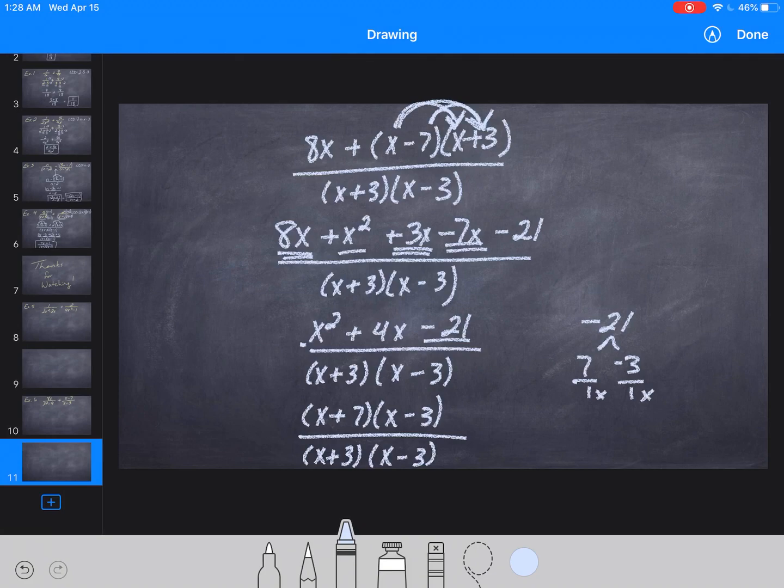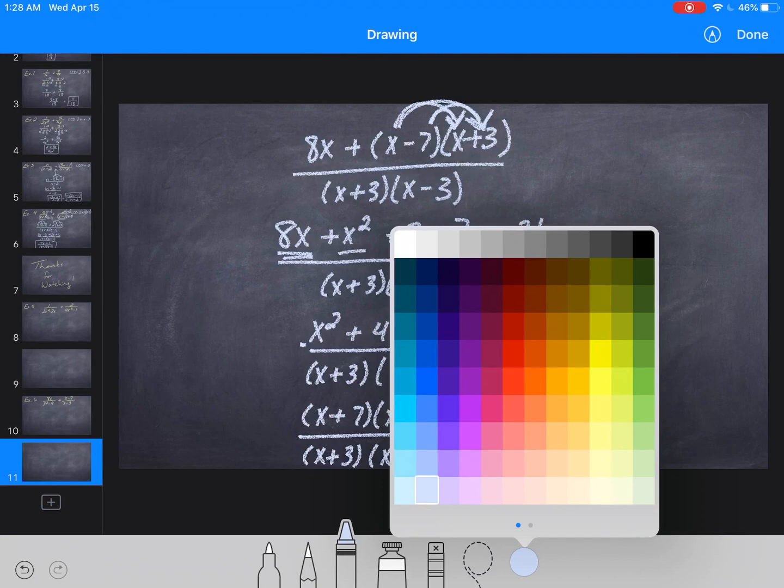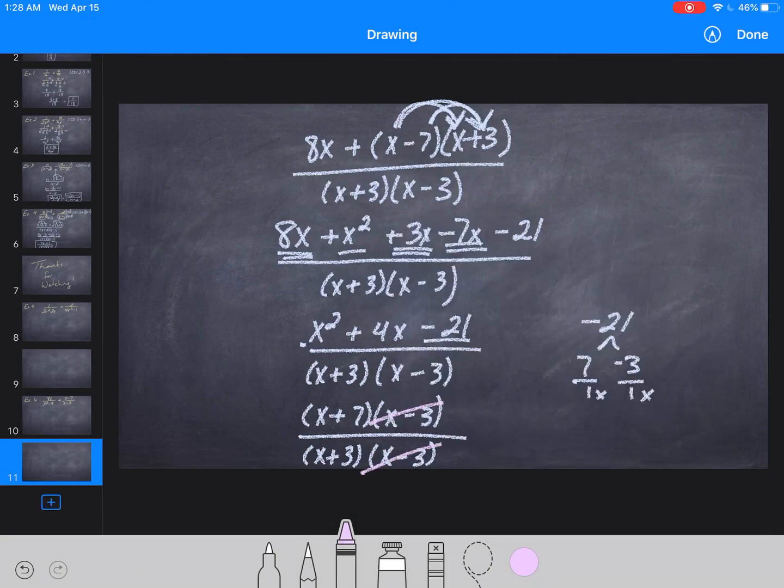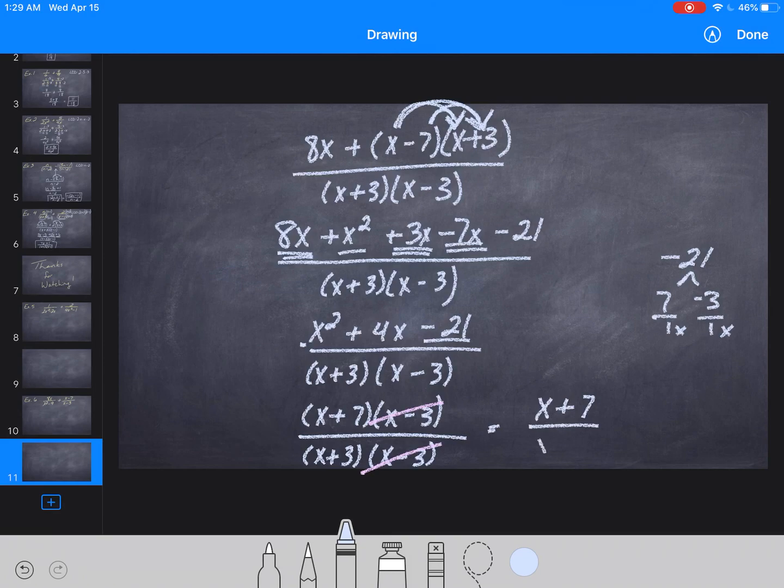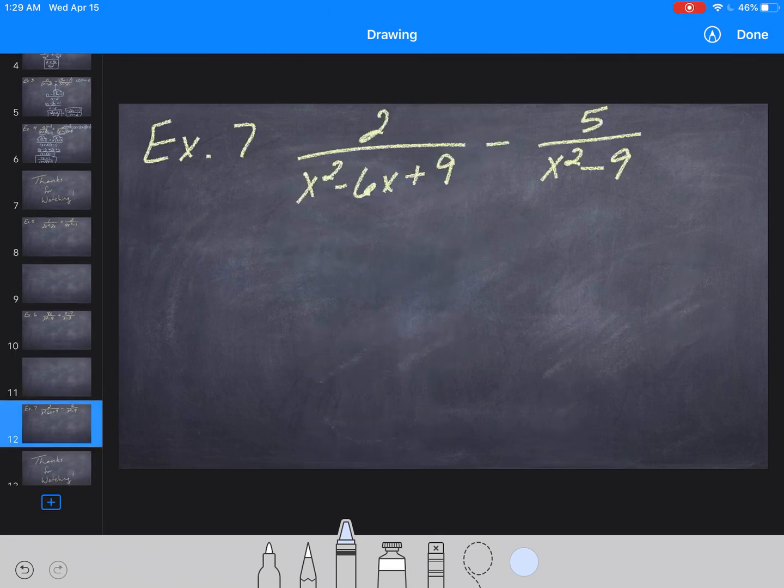Whenever I do that, now it's back to simplifying rational expressions. I have a factor in the numerator, and that same factor is located in the denominator. I can mark off the x minus 3 in my numerator and the x minus 3 in my denominator. My simplified rational expression is x plus 7 divided by x plus 3. And this is my answer.